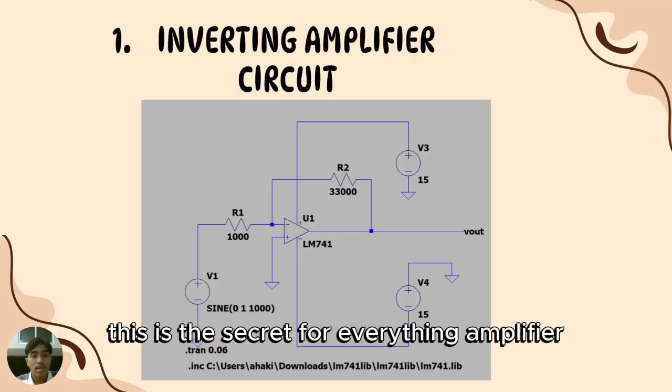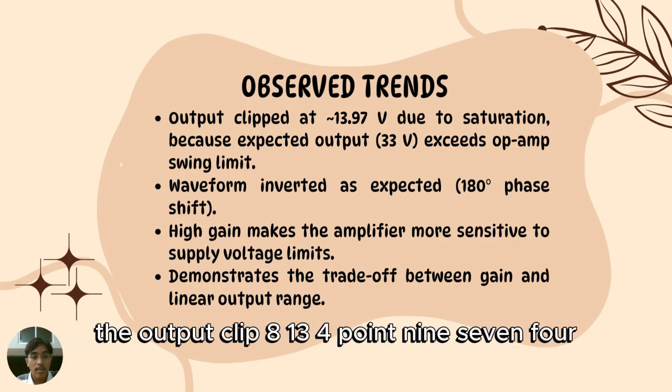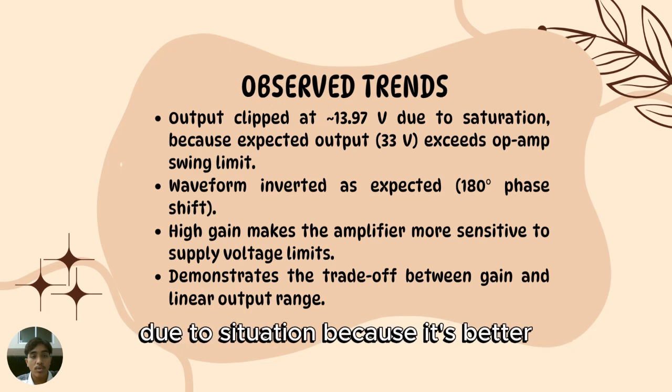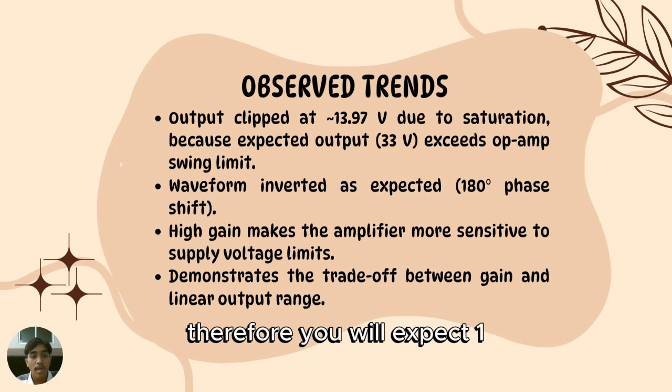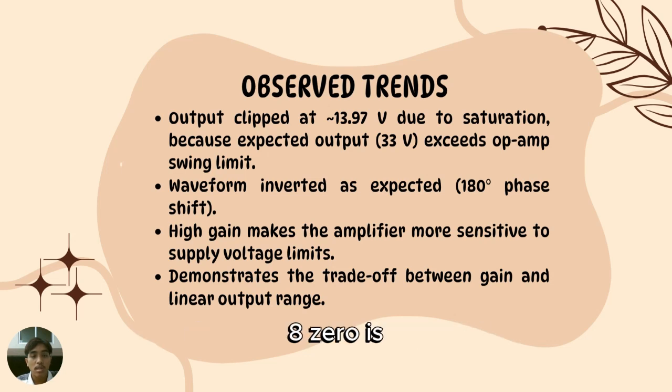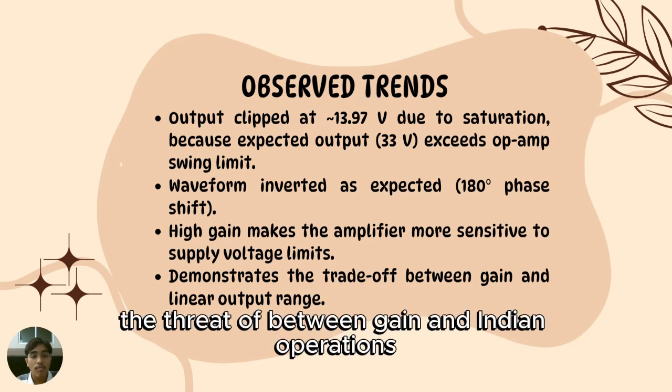This is the circuit for the inverting amplifier, and this is the simulation for the inverting amplifier. The output clips at 13.97 volt due to saturation because the expected output is 30 volt, which exceeds the op-amp swing limit. Therefore, it is inverted as expected, with a 180 degree phase shift. High gain makes the amplifier more sensitive to supply voltage limits. This demonstrates the trade-off between gain and linear output range.